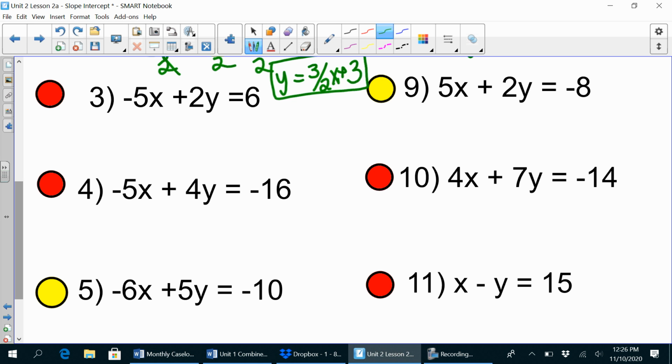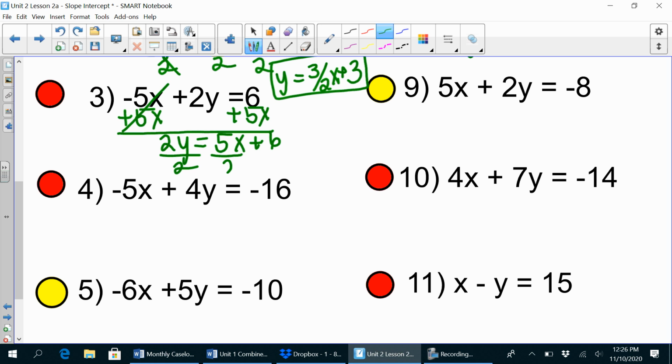Okay, number 3, we're going to add 5x. Add 5x. This would be 2y equals 5x plus 6. Divide by 2, divide by 2. Okay, and this would be y equals 5 over 2x plus 3.